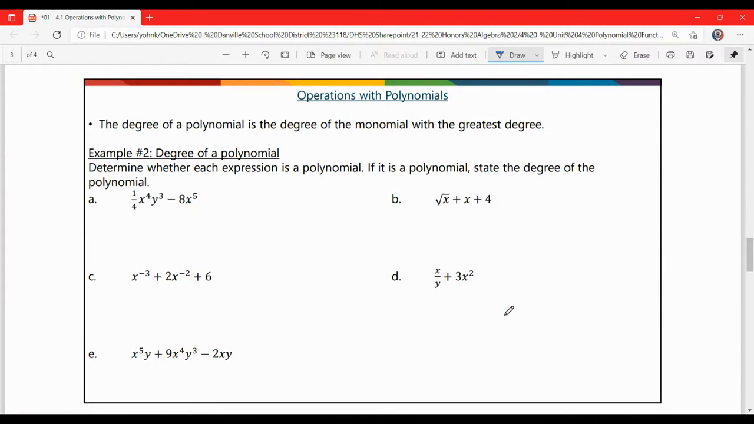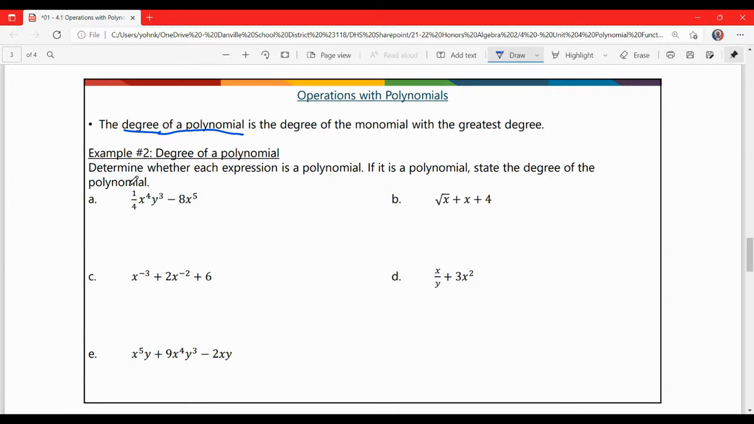Next, we have to look at whether we can add, subtract, multiply, and divide all these different monomials together, put them into polynomials, and then perform all sorts of operations with them. One thing to know, in addition to what a monomial is, is how to find the degree of a polynomial. The degree of a polynomial is the degree of the monomial with the greatest degree.